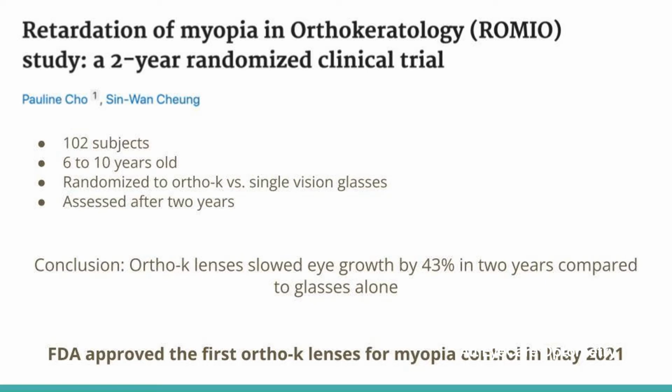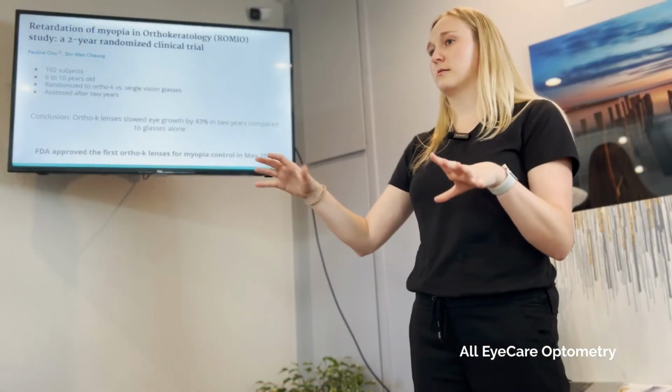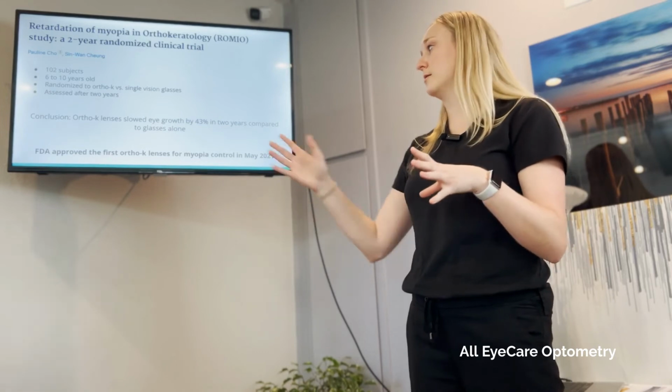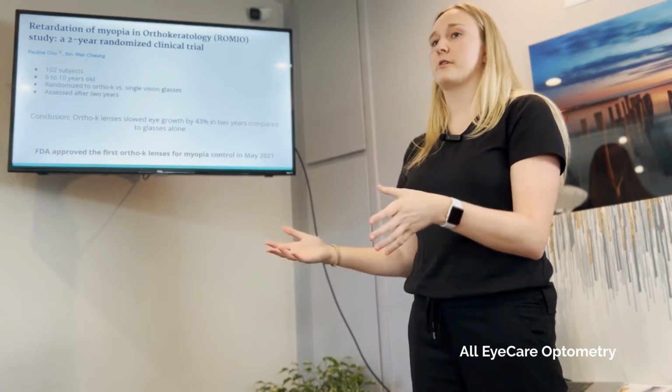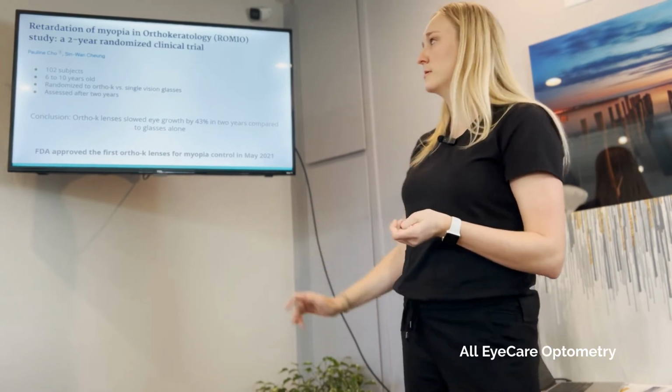And then because of this study, and studies that have come since it, the FDA approved the first ortho-K lenses for myopia control in May of 2021. So we've been using it off-label for this purpose up until this time, but now the FDA is acknowledging that there's enough evidence that this is important to use.